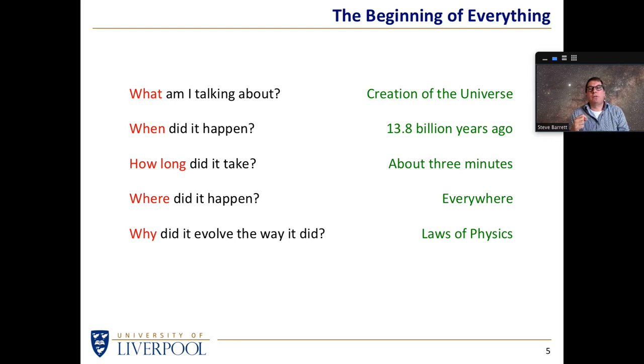Why did it evolve the way it did? Well, because of the laws of physics, and I'm a physicist, so I believe that the laws of physics essentially explain everything. So how do we know how old the universe is, and how do we know it took 3 minutes to make one, and how do we know how it's evolved? Again, we know all that because we've applied our understanding of the laws of physics to the universe as a whole.